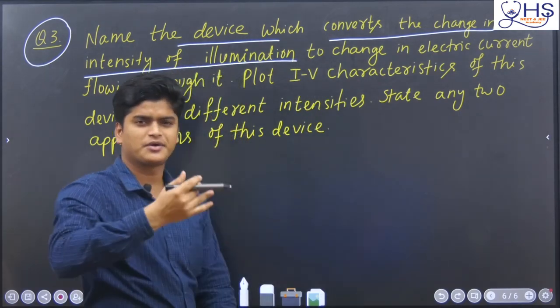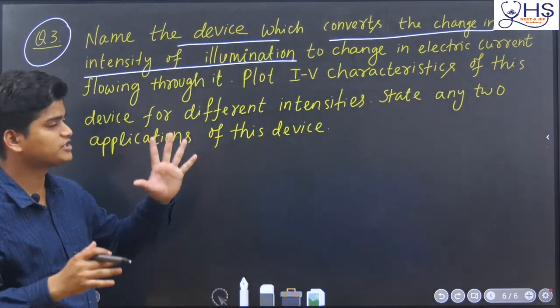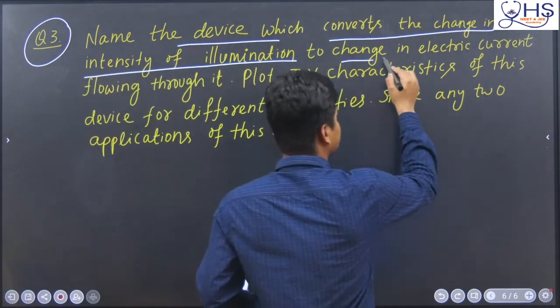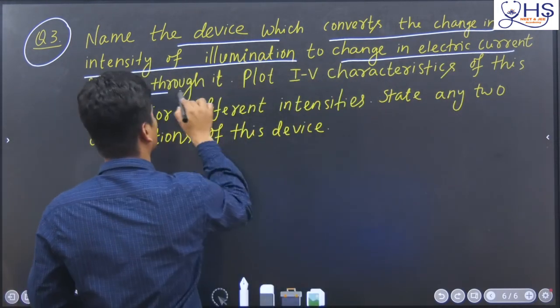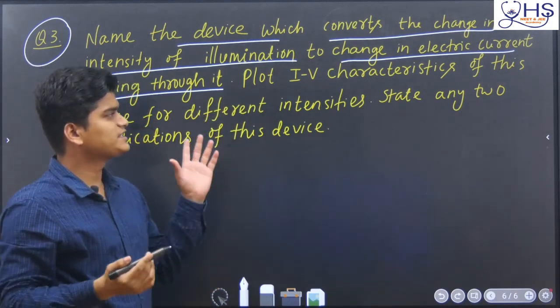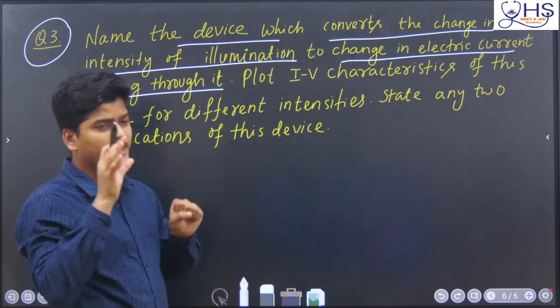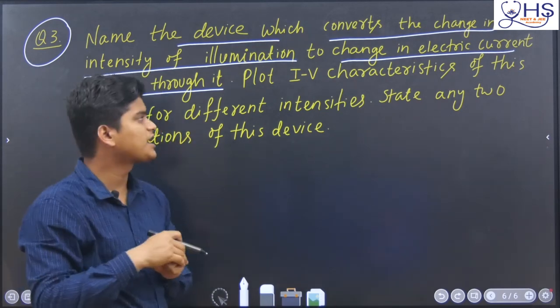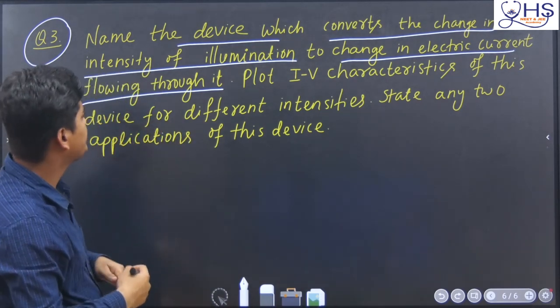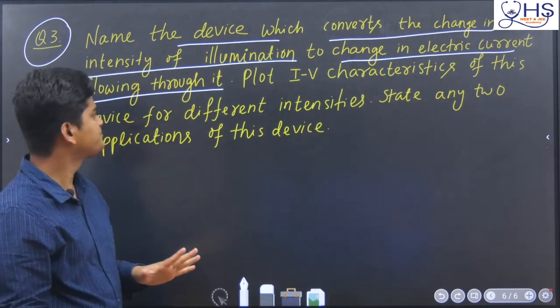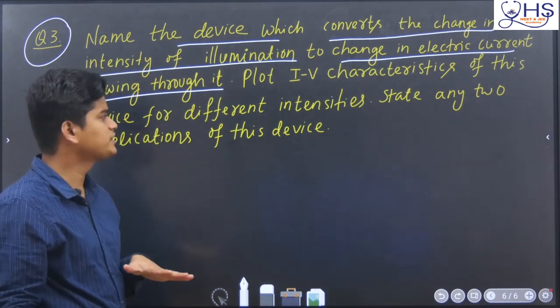That means it tells something about light, something about photon. Illumination means light, photon, to change in electric current flowing through it. So there is a relation telling something happening: a photon and electric current. This is coming from semiconductor physics, semiconductor and electronics.